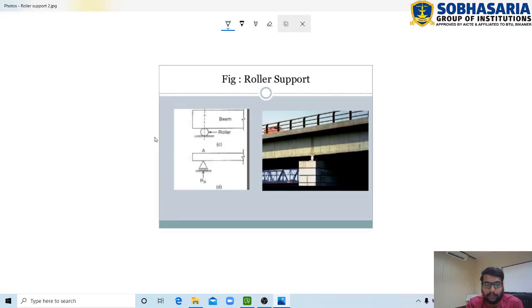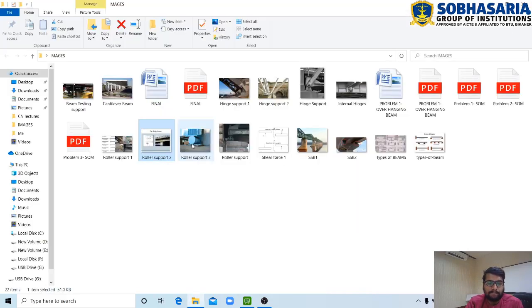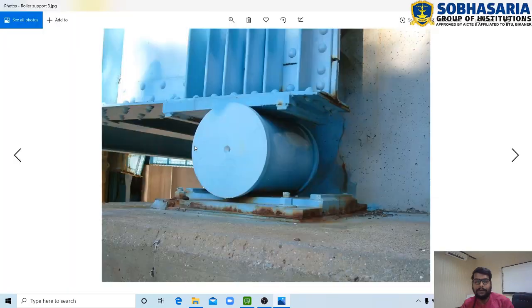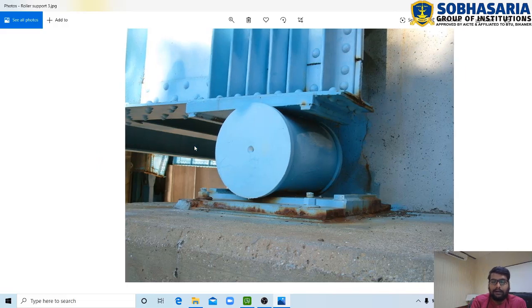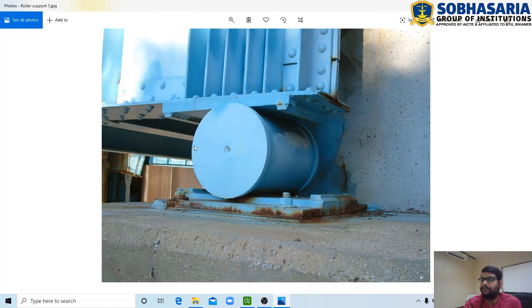You can see the roller support is denoted like this or like this. In practical structure you can see how it is placed. This is a roller support. This is also a roller support. It's clearly seen here. You can see it's resting on the base plate, the roller, and the other leg is placed here. So it can allow horizontal movements.